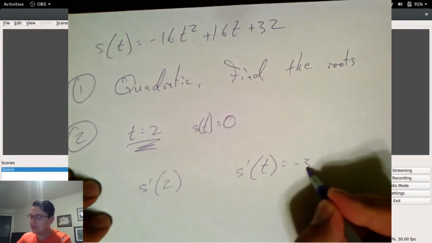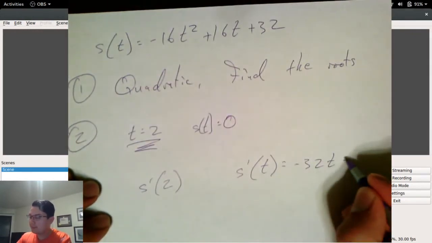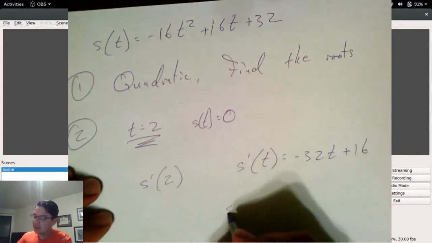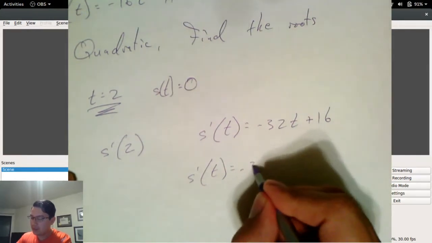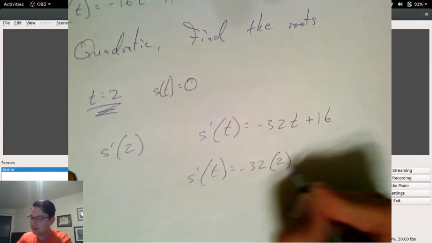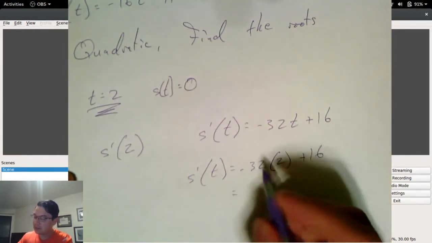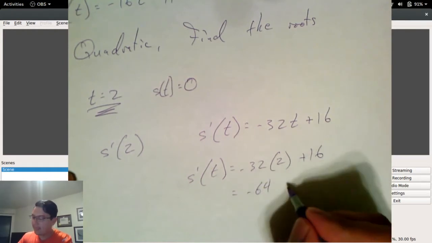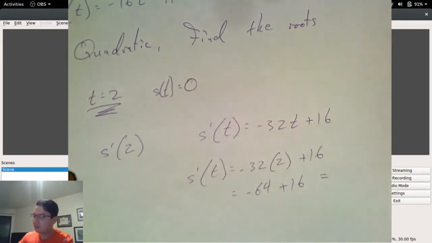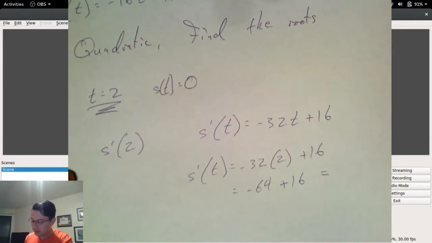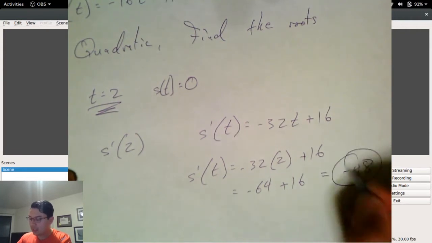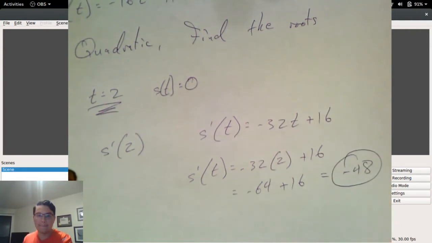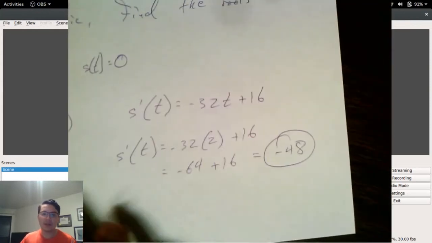That will give us negative 32t plus 16, which means s prime of 2 will be equal to negative 32 times 2 plus 16. So we'll end up with negative 64 plus 16, which is equal to something, again, your math teacher cannot do in his head, negative 48. So we get negative 48 for our end value there. Alright, that'll get you guys going on this assignment.